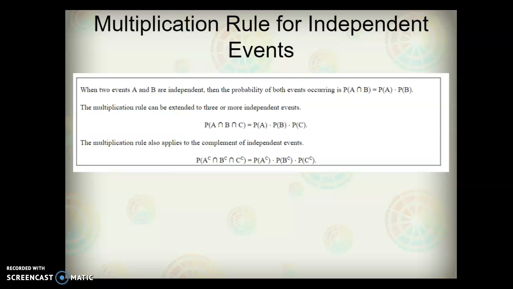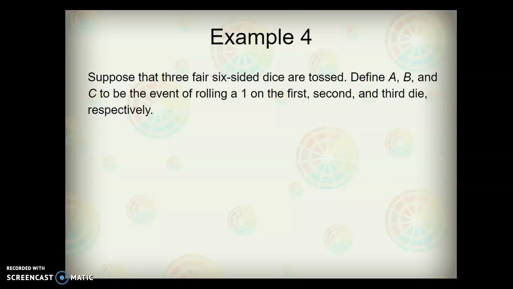We can do the same thing with their complements. If we wanted to know the probability that A does not happen, and that B does not happen, and that C does not happen, then if they're independent again, we can find the probability that all three of them don't happen by multiplying their individual probabilities together. Again, this only works when events are independent of one another.